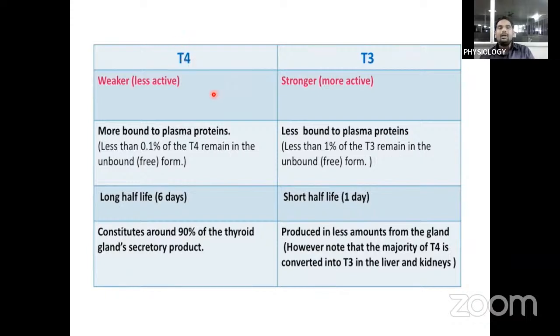T4 is less active because it is more bound to the plasma protein, so it cannot be easily freed from the plasma protein. But T3 is less bound to the plasma protein, so it is available in free form and can be easily excreted out, even if it is not required. So it will have a short half-life, but T4 is highly bound. It cannot be easily removed from the plasma protein, so it takes more time and has a long half-life. T4 constitutes 90% of your thyroid gland secretory product. But in T3's case, the product from the gland is a smaller amount.